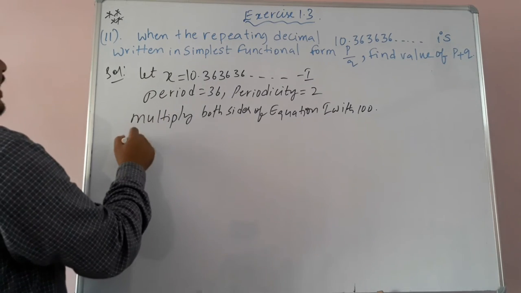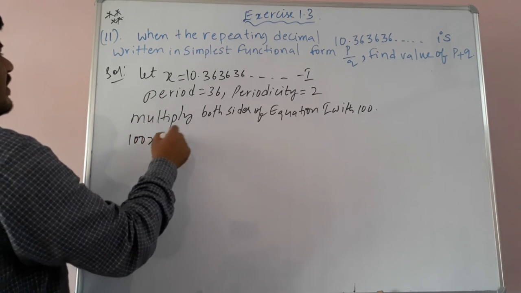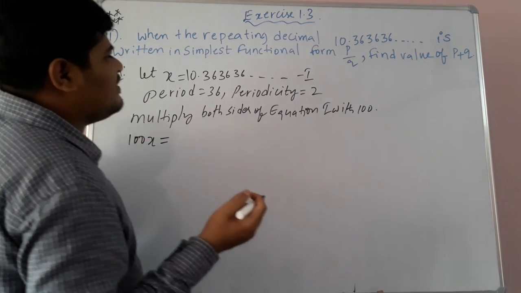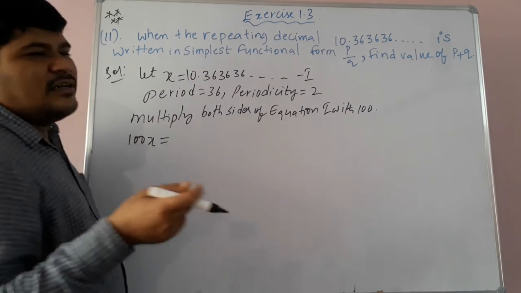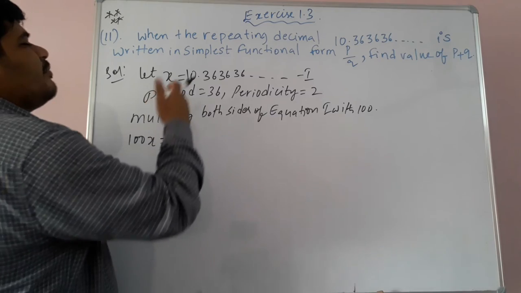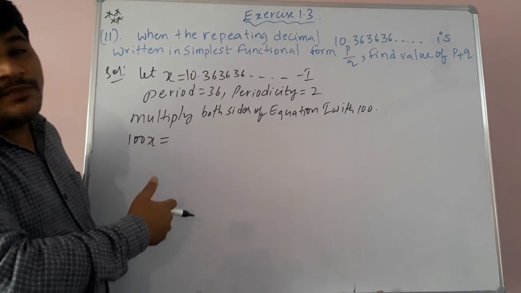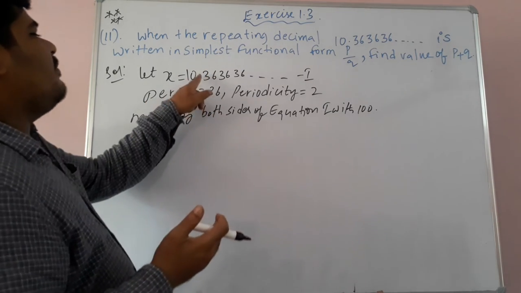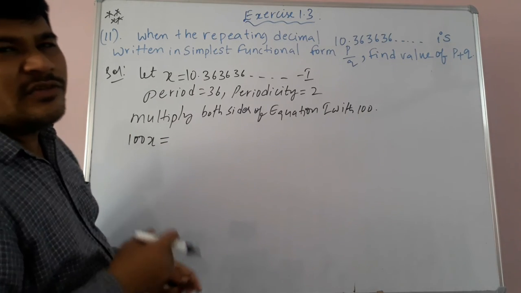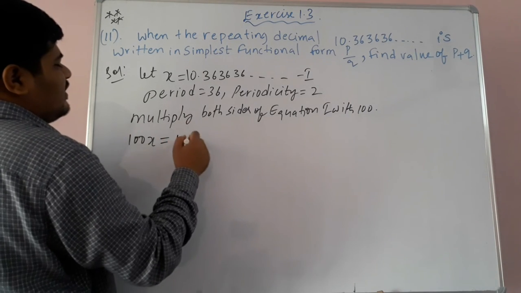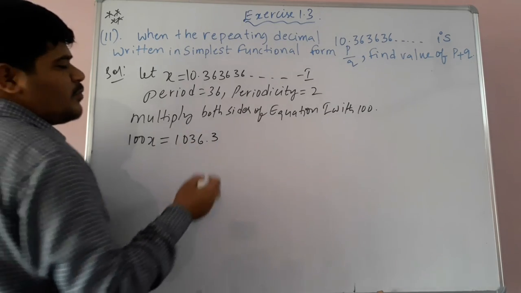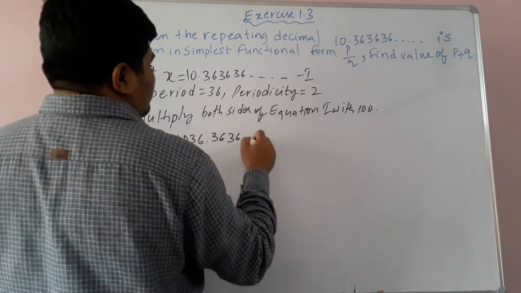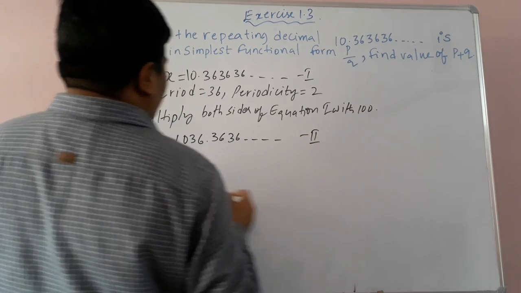So 100 into x is, children, 100x, that is equal to 100 into 10.363636 and so on. When we are multiplying this with 100, children, 2 digits after the decimal point will move forward, in front of the decimal point. So that becomes 10 already there, 36 will come before the decimal point. Then 1036.3636 and so on. So this is equation 2, children.